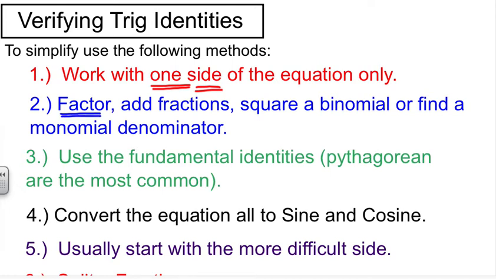Sometimes you might need to factor an expression. Sometimes you might need to add fractions together. Sometimes you might need to square a binomial, so foiling out a binomial. Or finding a monomial denominator.